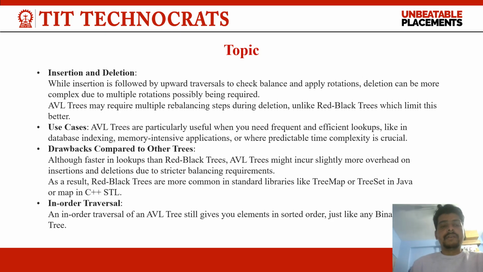Now we have to consider an important point, the use case. AVL trees are particularly useful when you need frequent and efficient lookups, like in database indexing, memory intensive applications, or where predictable time complexity is crucial. Also, we have to discuss one drawback. Although faster in lookups than a red black tree, an AVL tree might incur slightly more overhead on insertion and deletion due to strict balancing requirements. As a result, red black trees are more common in standard libraries like TreeMap and TreeSet in Java, or map in C++.